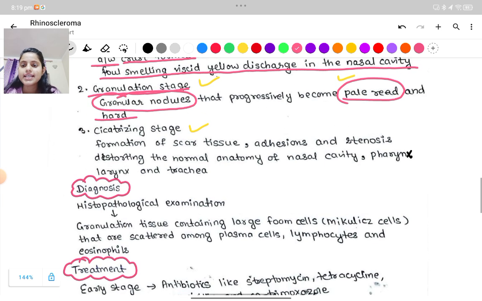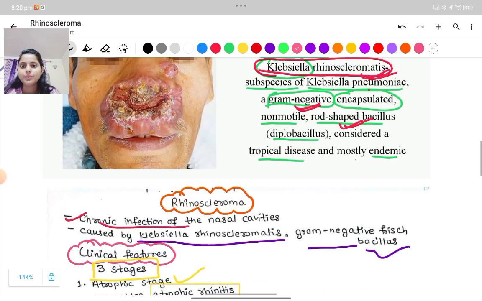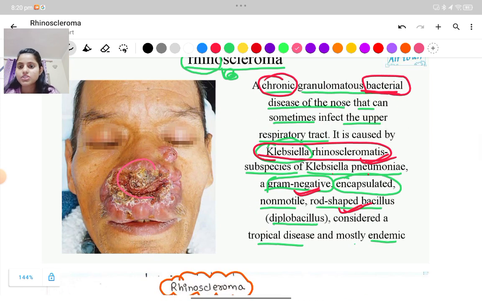In the cicatrizing stage, there is formation of scar tissue, adhesions, and later stenosis, leading to distortion of the normal anatomy of the nasal cavity, and sometimes it affects the respiratory tract. So there is distortion of the pharynx, larynx, and trachea. Here we can see distortion of the normal anatomy of the nasal cavity.